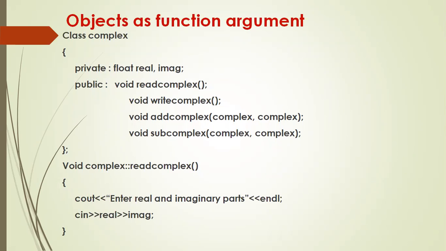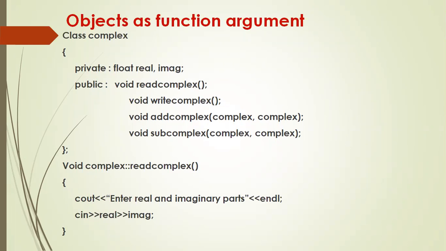But in the examples that we have considered so far, we used only those functions with no argument and no return value. But in today's class, I will be taking some example programs where we can pass objects as arguments to a function, but the function will not return any value or any object.